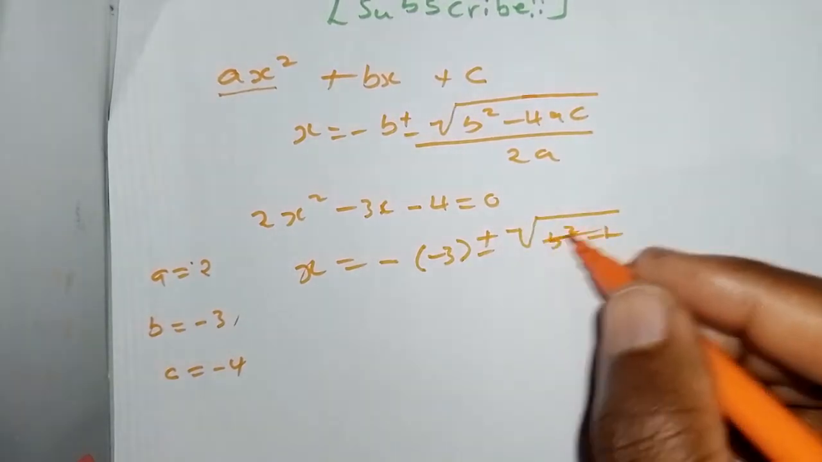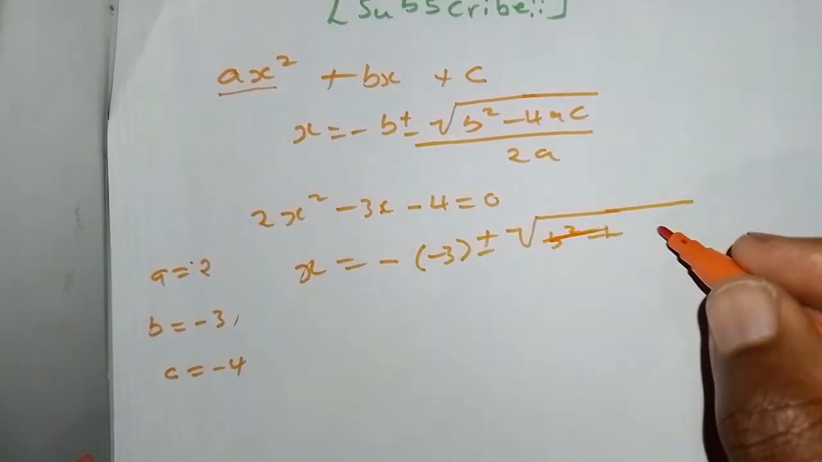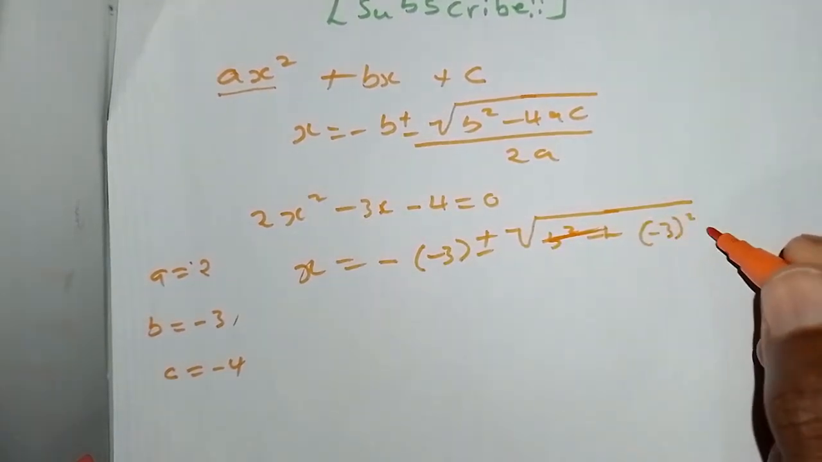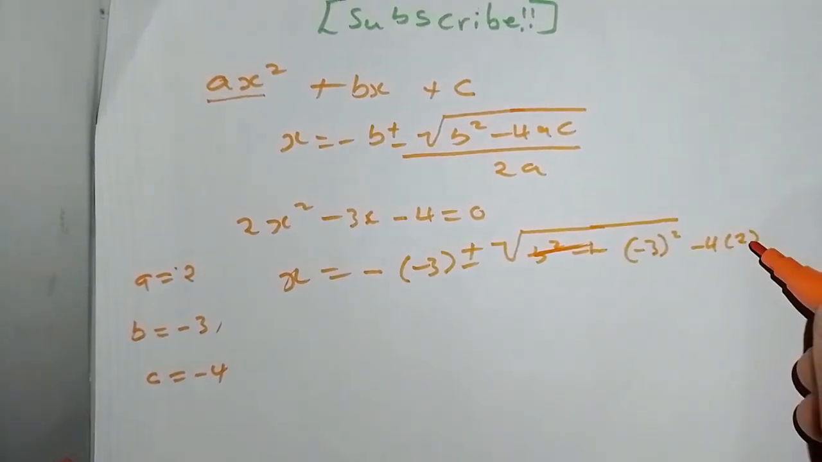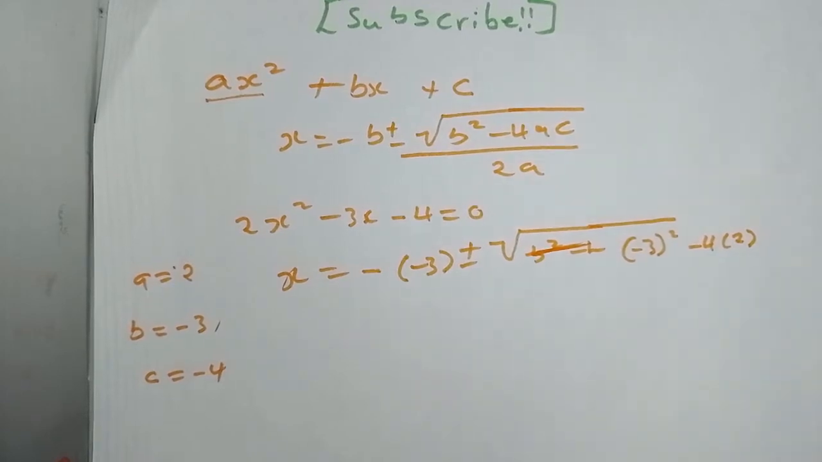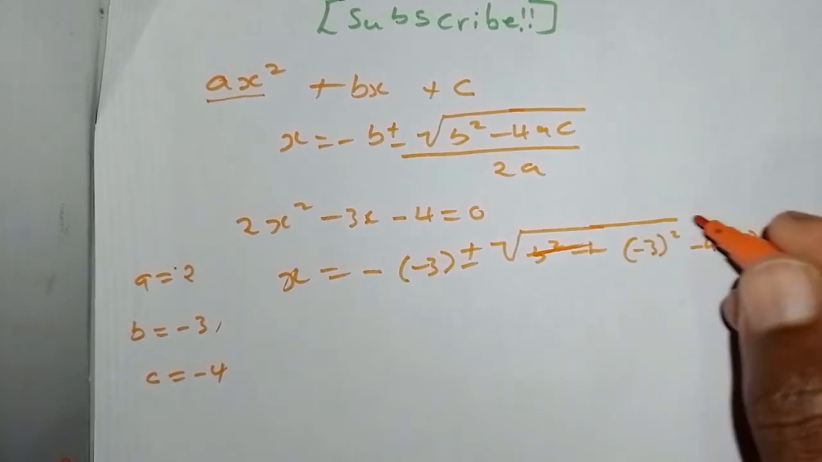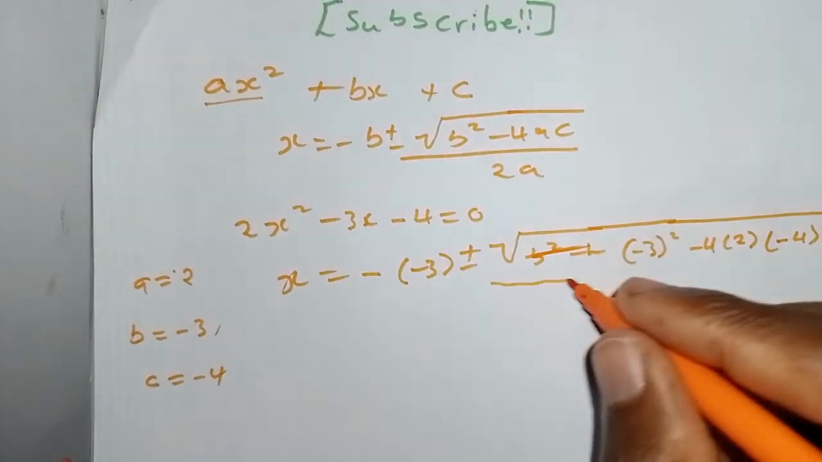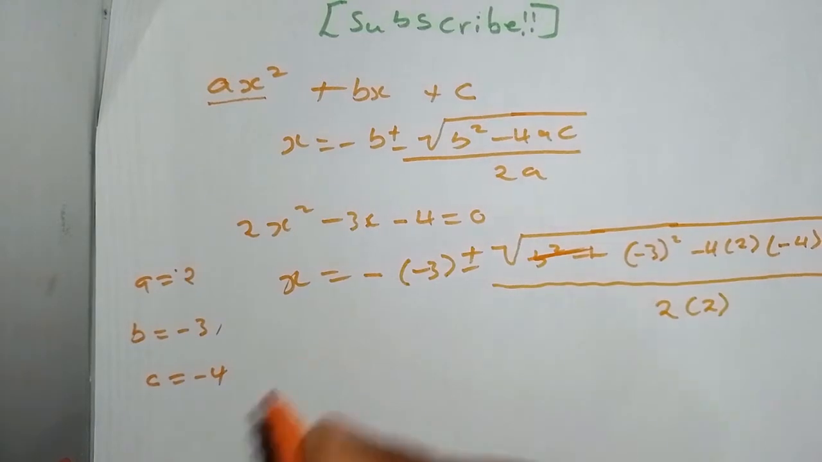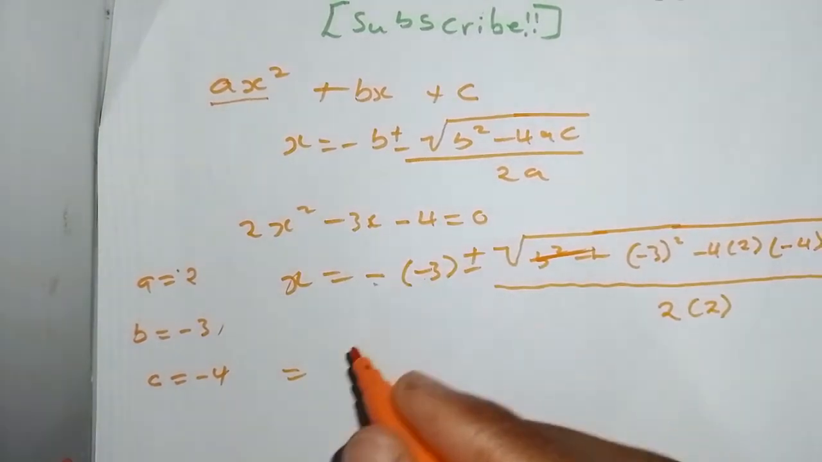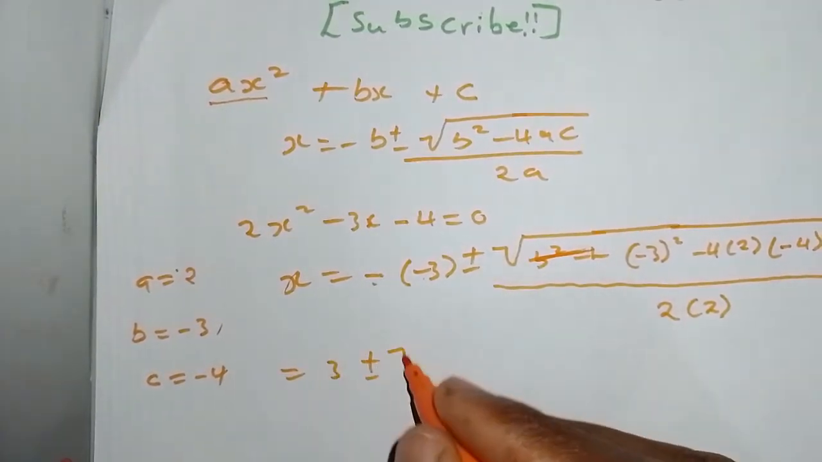Okay, let me just substitute that. What is the value of b? It's minus 3 squared minus 4 into, what is a? I think it is 2. And then what is c? It's negative 4. Then divide by 2 into 2. Right? Then negative and negative will just give me positive, plus minus the square root of.